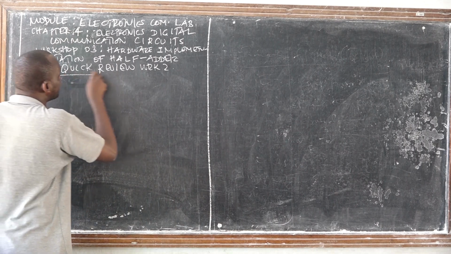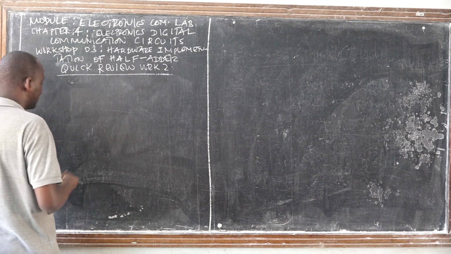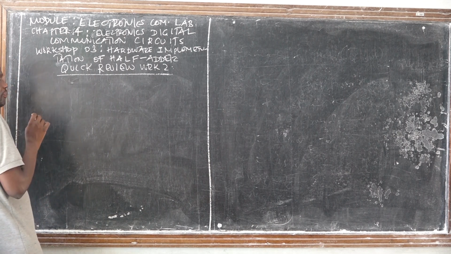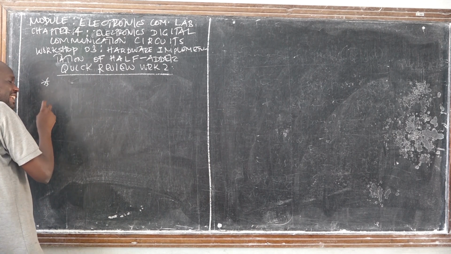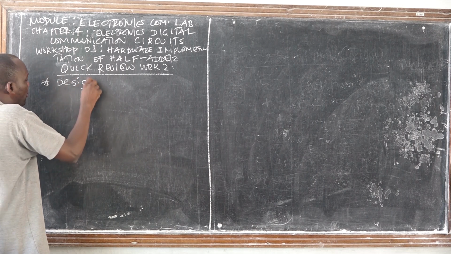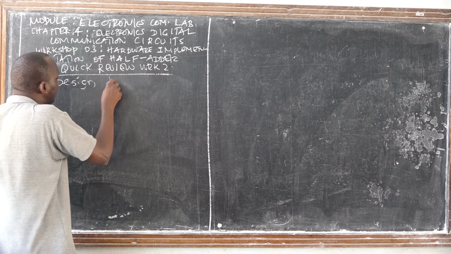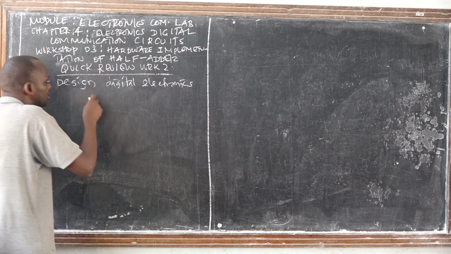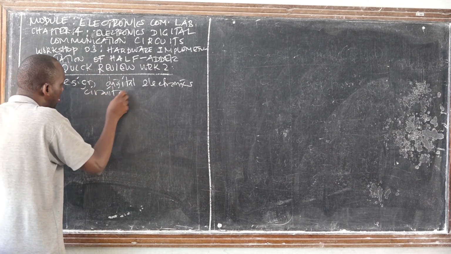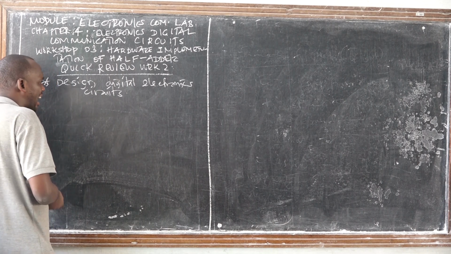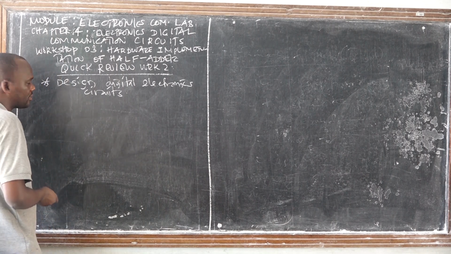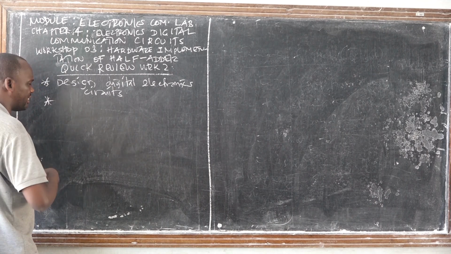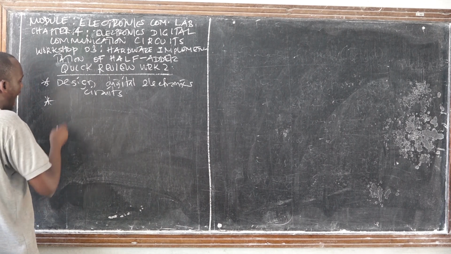So let us do a quick review of what we discussed in the previous workshop. In workshop number 2, I built a foundation about how you can design digital electronic circuits or systems. How can you design? How can you construct? I taught you 6 steps.